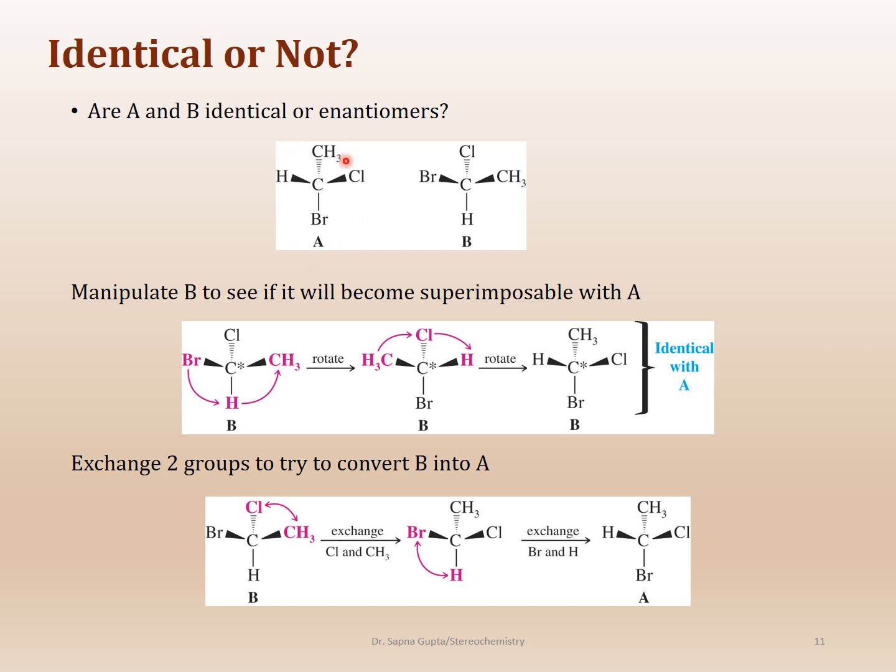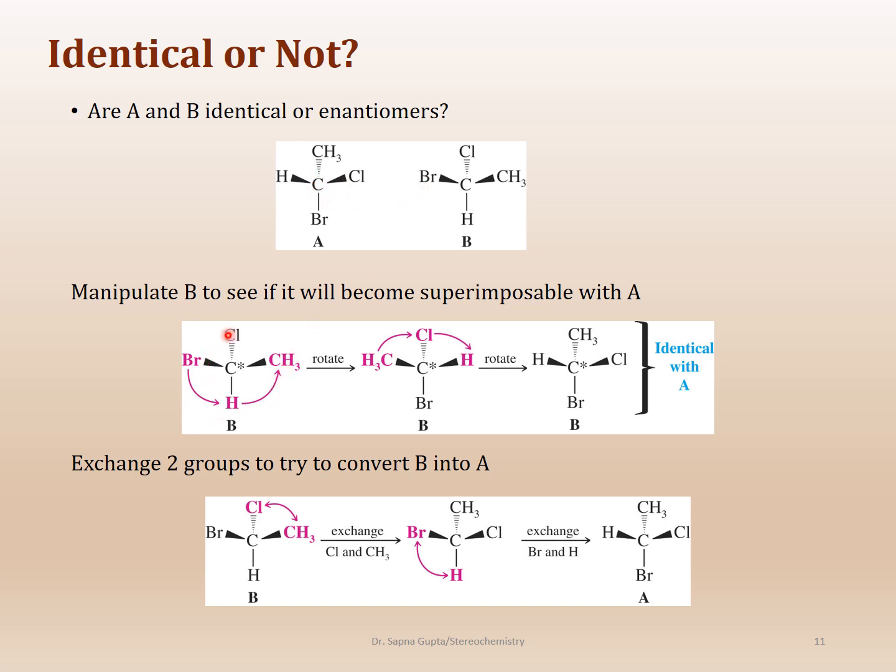Go ahead and build this model and this model using your model set, and then see if they superimpose. If they superimpose completely, then they're identical. If they don't, then they're not identical, obviously. So what you do then is you keep one molecule constant, and you take the other molecule and you try and rotate it in such a way that it kind of looks similar to this molecule. All right, so let's do that over here.